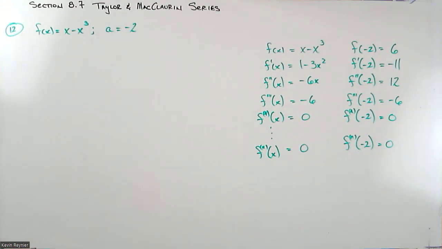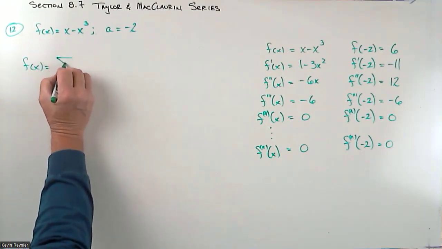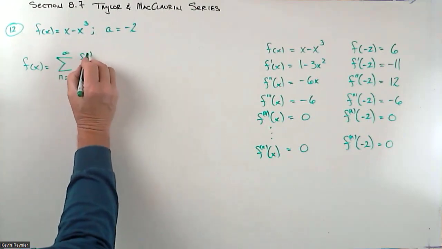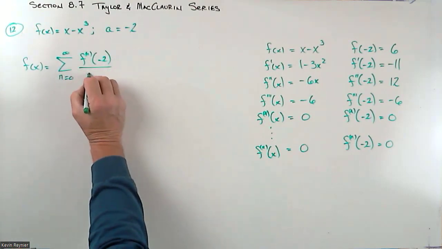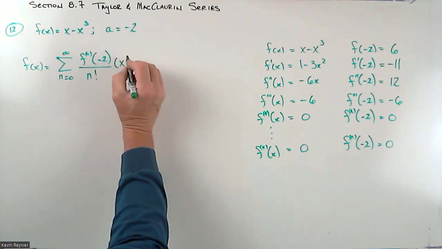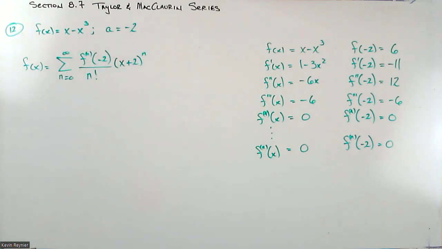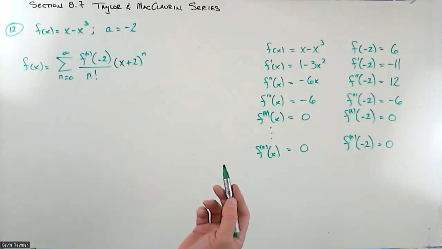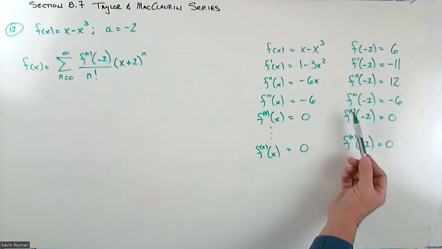So when we want to write down our function as a power series, remember, the general formula for that is the sum from n equals 0 to infinity of the nth derivative evaluated at a, which for us is negative 2, over n factorial times x minus negative 2. So that would for us be x plus 2 to the n. So what do we do? Well, they want us to write it down. For us, we don't have any nth derivatives after our third derivative. Everybody's 0.